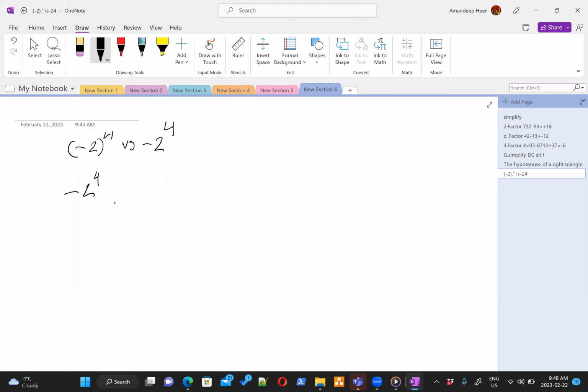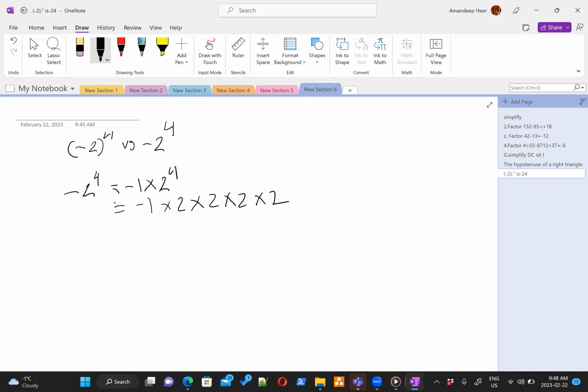The one without the bracket means negative 1 times 2 to the power of 4. So now this is negative 1. Now 2 to the power of 4 is 2 times 2 times 2 times 2. That's what 2 to the power of 4 means. Now let's look at it. What's negative 1 times 2?